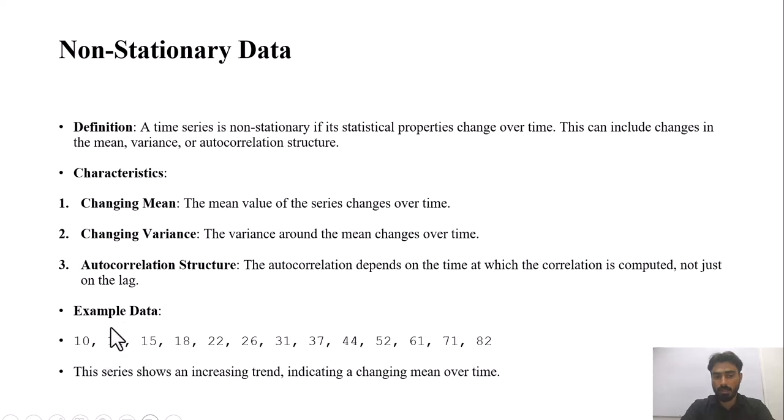If you look at this data set, you can see that this particular data set is showing an increasing trend over the time period. For example, if I take the mean of the first three values, it will give me a different mean, and then if I calculate the mean from these values to these values, it will give me a different mean. Similarly, the same is the case for variance. So in the case of non-stationary data, we don't have constant mean, we don't have constant variance, and we don't have constant autocorrelation, because the data is increasing over the period of time. It shows an increasing trend.